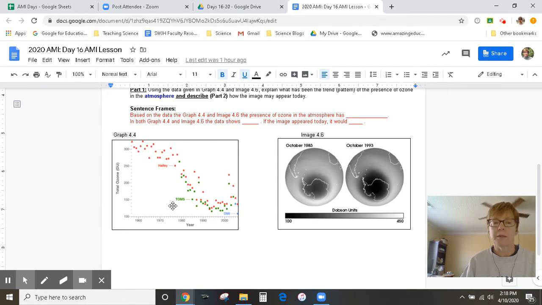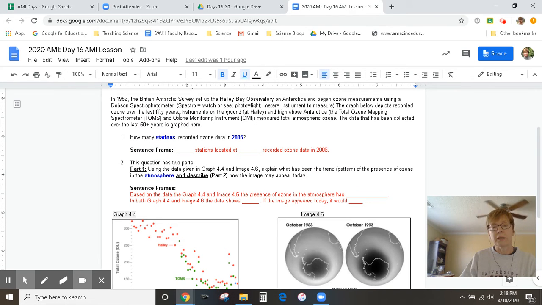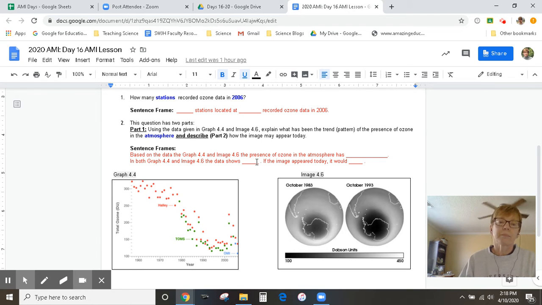And you'll have to look back in the passage. Is that on the ground or was that in the atmosphere? And then the third thing, which only has 2 data points, is OMI. So again, you're going to have to go back up and look. Was the OMI on the ground or in the atmosphere?